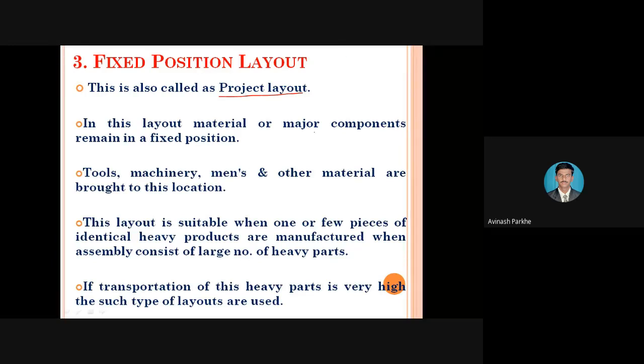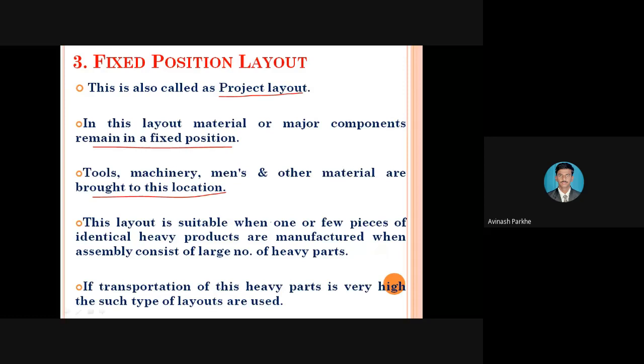Then in this layout, materials and the major components remain in fixed position. So whatever the material is required to start the construction, that material is provided near to that particular site only. And whatever the major components are required also remain fixed. Then tools, machineries, men, other materials are brought to that particular location. Wherever I am starting my project, at that location I have to bring all the types of tools, machinery, workers and other materials. I have to take all these resources near to that location only.